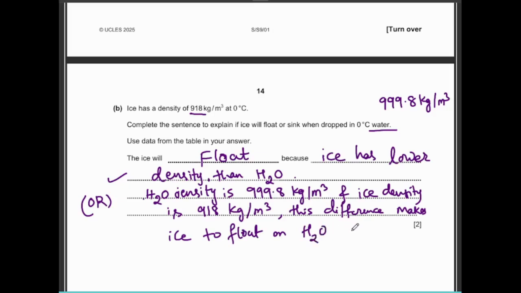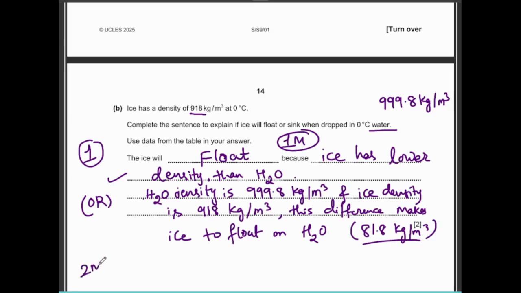Fine, so basically this is what we have, and 81.8 kg per meter cube will be the difference of this. Fine, so this is how you can do it for your second one. And yes, 1 mark is for your answer whether the ice will float or sink, and the second mark is for your reasoning for that. So this is how you get 2 marks, and voila, we have done with this. Fine, 2 marks done.